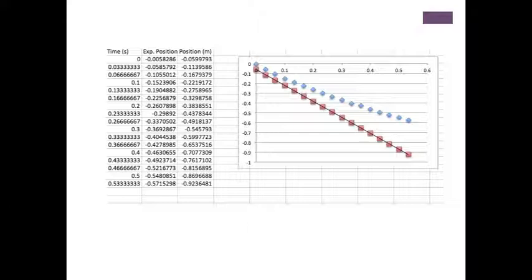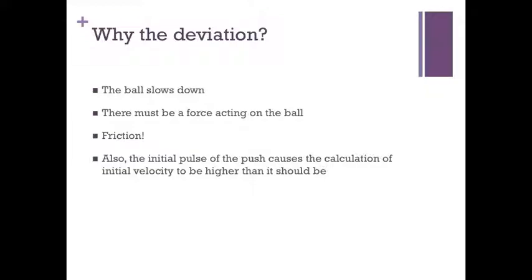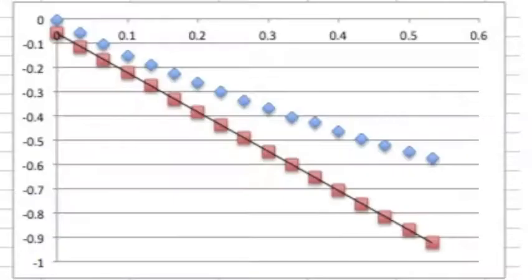Unfortunately, there's a distinct deviation between the red, the model, and blue, the experimental data. Now we have to ask the question, why does this deviation occur? If you look at the graph, you see that the red model has a constant negative slope while the blue experimental kind of tapers off. We see that the ball slows down rather than following the path of the model as it should.